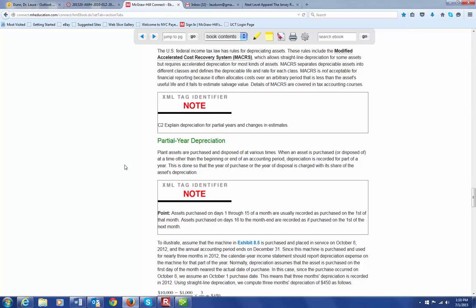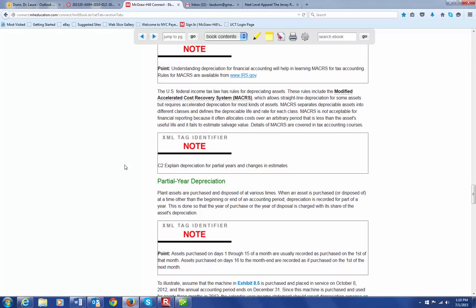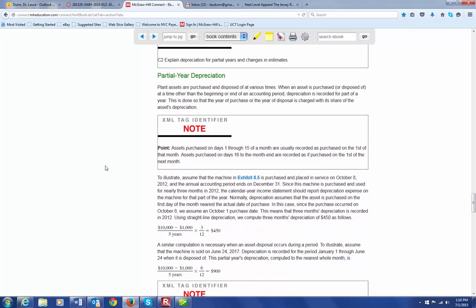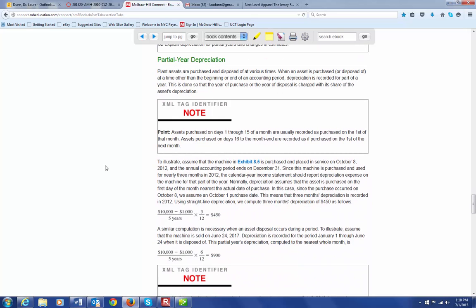Now, you also have to deal with partial year depreciation, because you don't necessarily always purchase a plant asset on January 1st. So you may have that piece of equipment for 3 months out of the year or 6 months out of that first year. You don't have it for the whole first year. So you have to take that into account when you're preparing your year-end entries for depreciation. So that's what this section talks about. So you have to record the depreciation for part of the year.